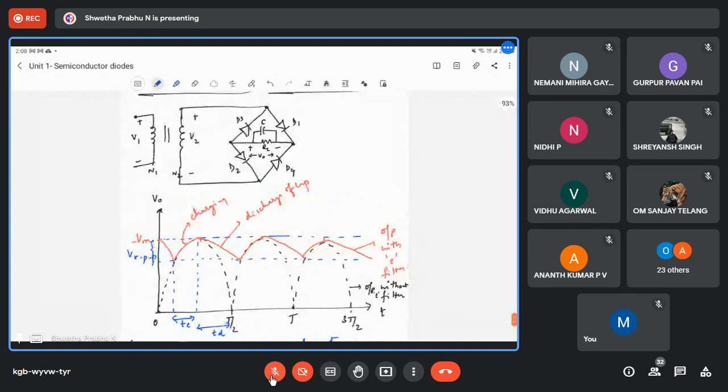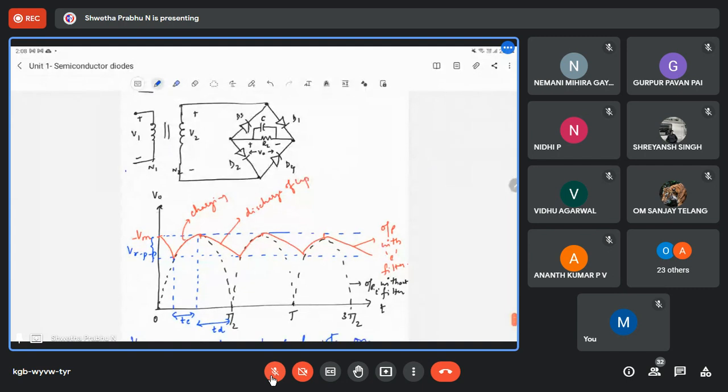Listen now. During the positive half cycle, this is the input to the rectifier with C filter. During the positive half cycle of the AC supply, diodes D1 and D2 conduct, right? This is a bridge rectifier with C filter. So during the positive half cycle, diodes D1 and D2 conduct and charge the capacitor to the peak value of Vm.